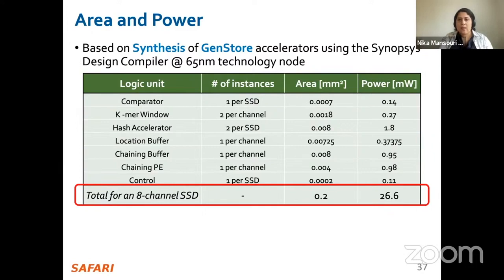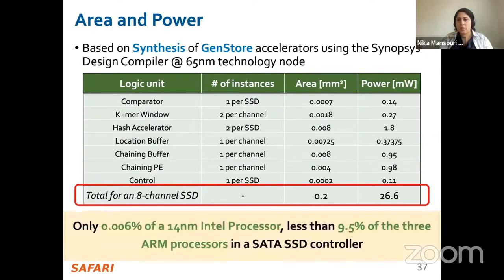26.6 watts. And by scaling the area to lower technology nodes, we observed that the area overhead of GenStore is 0.006% of an Intel processor, and less than 9.5% of the 3 ARM processors in a SATA SSD controller. Again, I'm giving this smaller scale example because on a more advanced controller, we would have even more hardware resources. So relatively, this area consumption of GenStore would be even less.